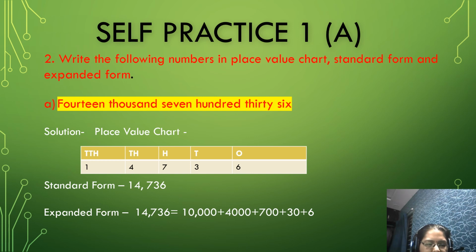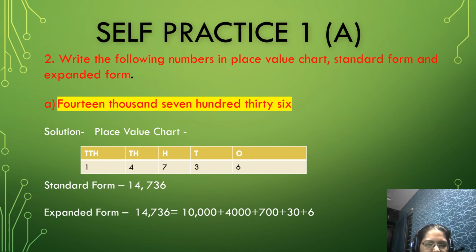Now we will solve question number 2. Question number 2 is: write the following numbers in place value chart, standard form and expanded form. Given the number in word form, that is 14,736.